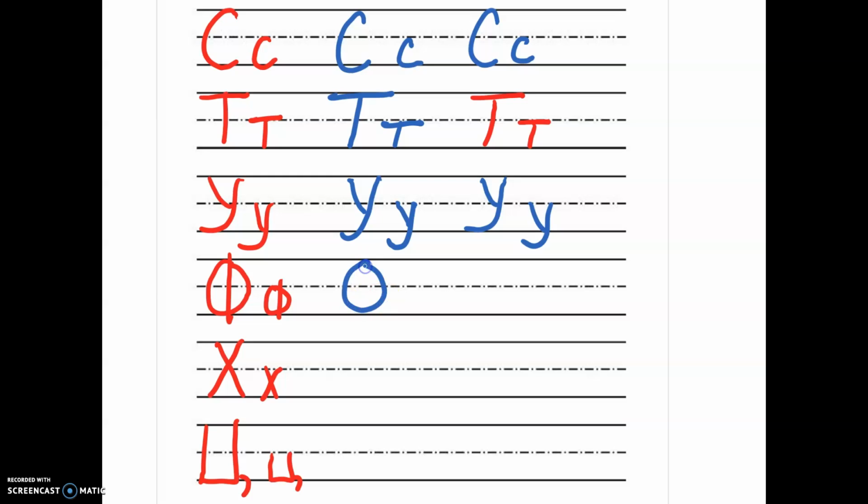F, our uppercase and lowercase look the same, just half-sized. It's okay if your little line through the middle goes below the line. That is totally fine. Ha. Ha is very simple, just like that.